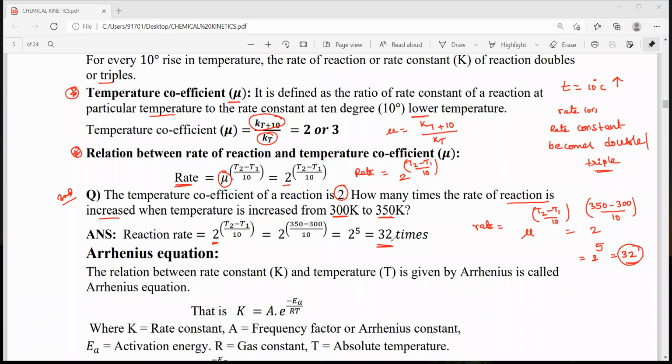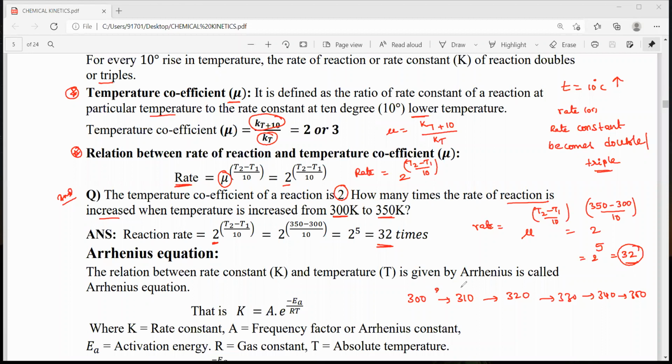We know why, because we know very well, dear students, that for every 10 degrees centigrade rise in temperature, the rate of reaction is increased by twice. So here 300 to 310, again 310 to 320, 320 to 330, and so on up to 350.